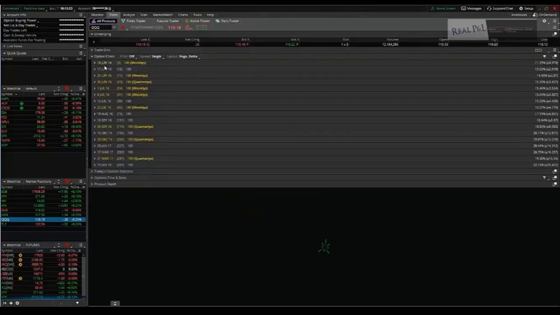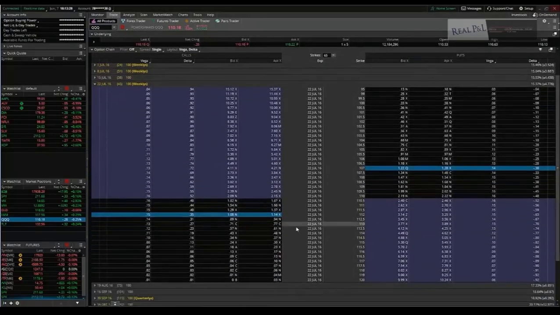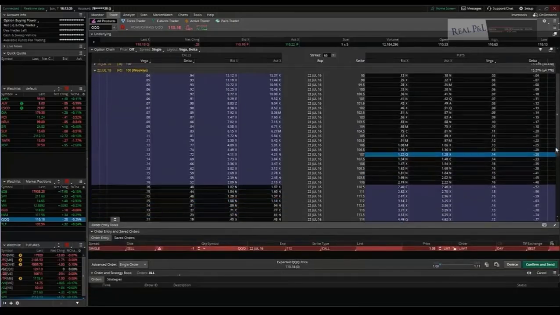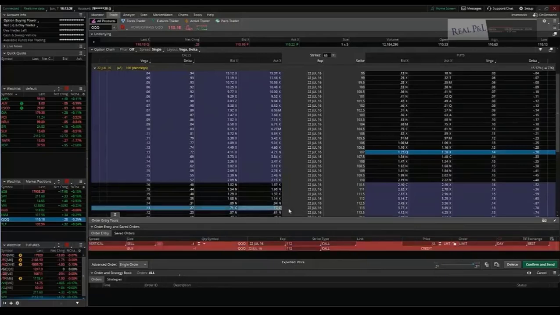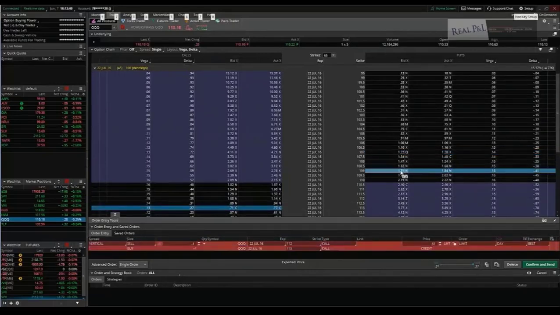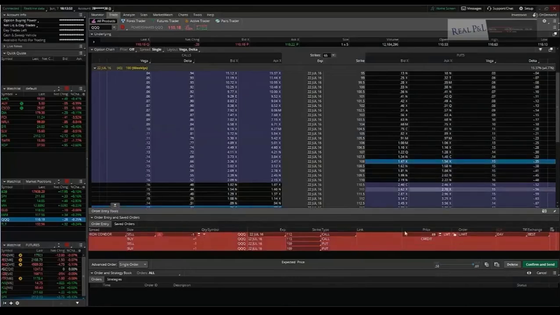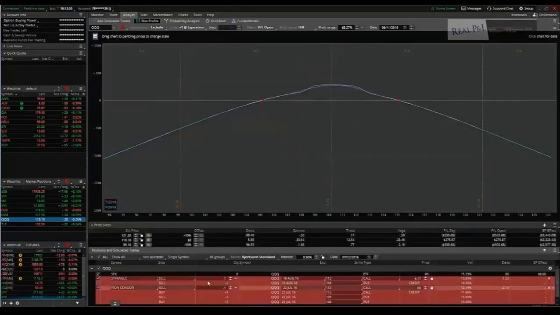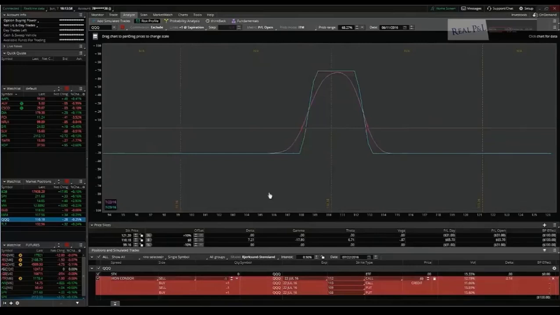So let's go ahead and put on an iron condor. So we'll sell, let's say the 112 and we'll buy the 113 call spread, and we'll sell the 109 and buy the 108 put spread. What do we have? We have an iron condor. Now, what can happen? Well, the underlying can move up, down, or stay the same. Let's say that it moved up to 115.